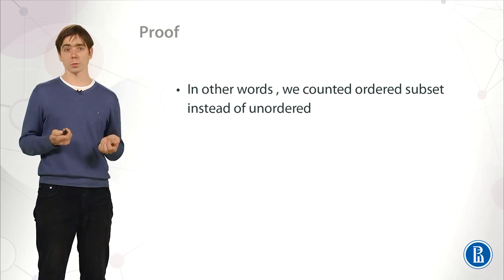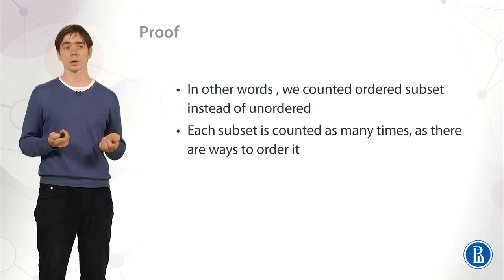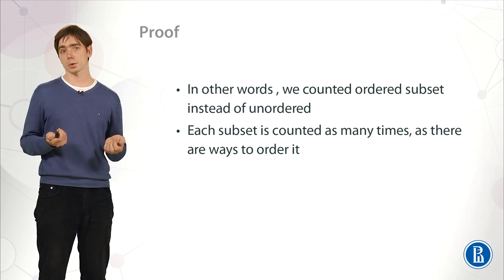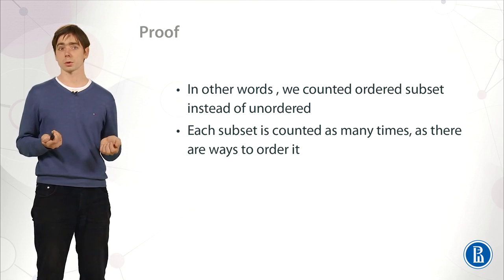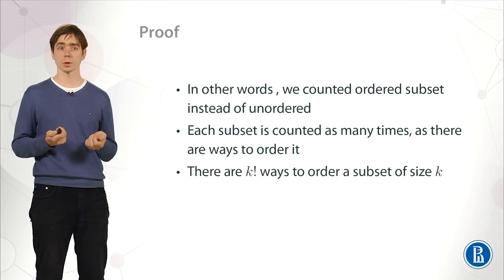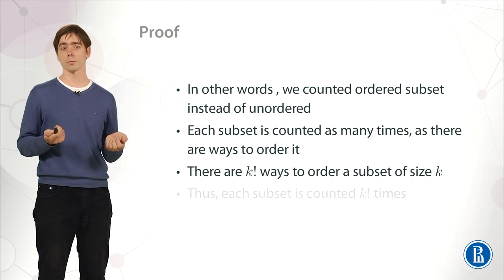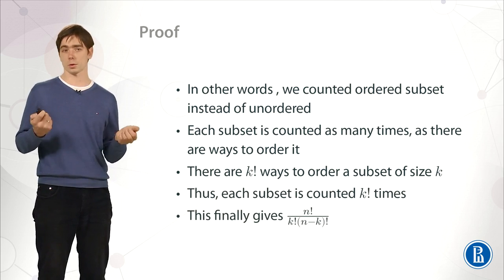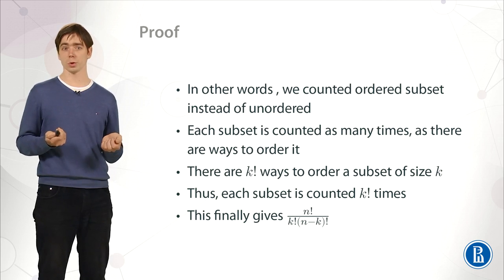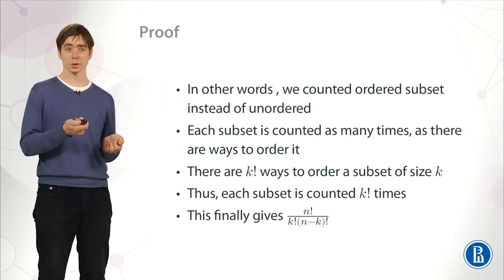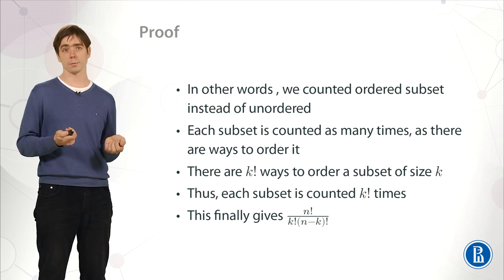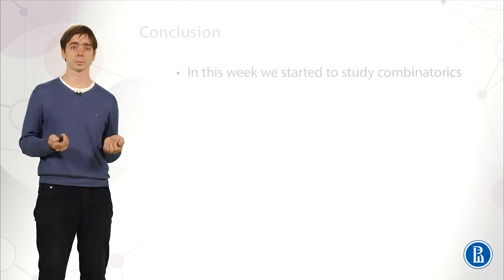Okay, in other words, we counted ordered subsets instead of unordered. So how can we fix this? Note that each subset is counted as many times as there are ways to order it. And how many ways do we have to order a subset? There are k factorial ways to order a subset of size k. So we counted each subset k factorial times. And so to get the final answer, we need to divide the previous result by k factorial, and this gives us the actual result. The answer is n factorial divided by k factorial multiplied by n minus k factorial.